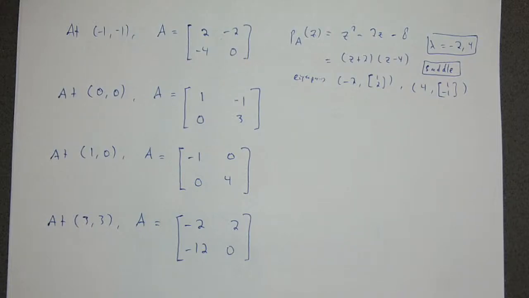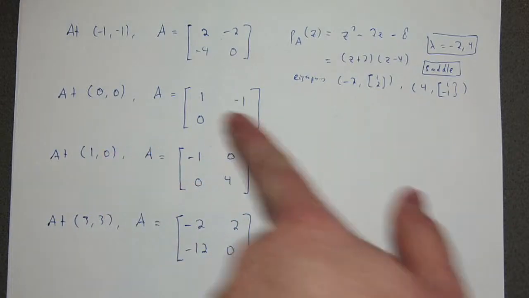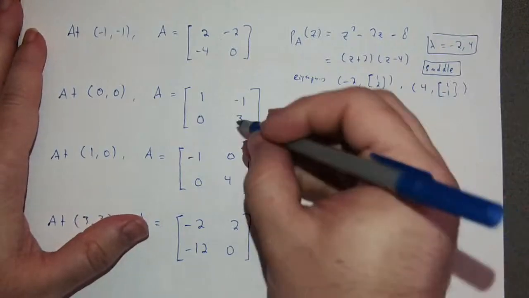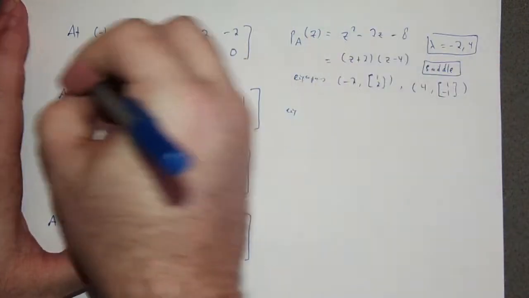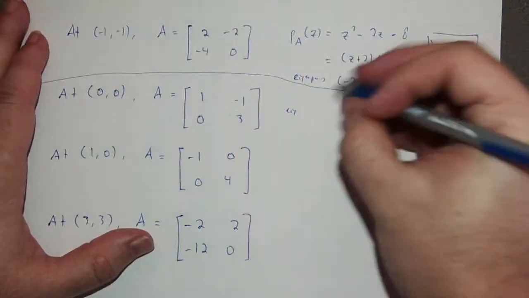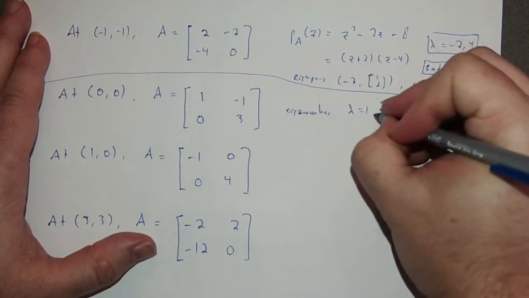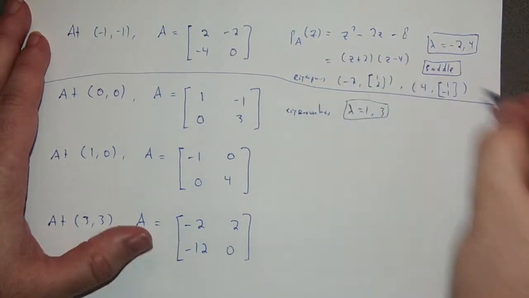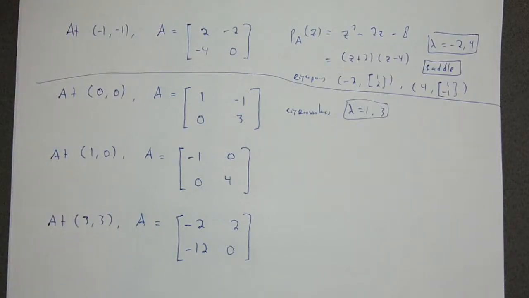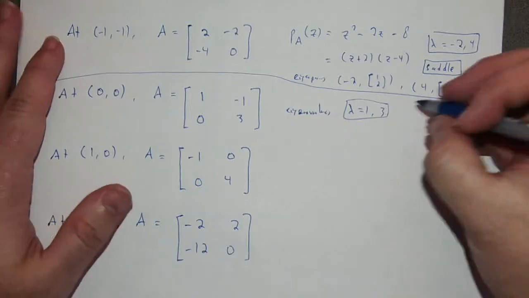All right, so let's do the next one, (0, 0). This is an upper triangular matrix, so I can just read off the eigenvalues. Here, eigenvalues are lambda equals 1 and 3. So these are both repelling, moving away from that stationary point. So this is a nodal source is what I get.